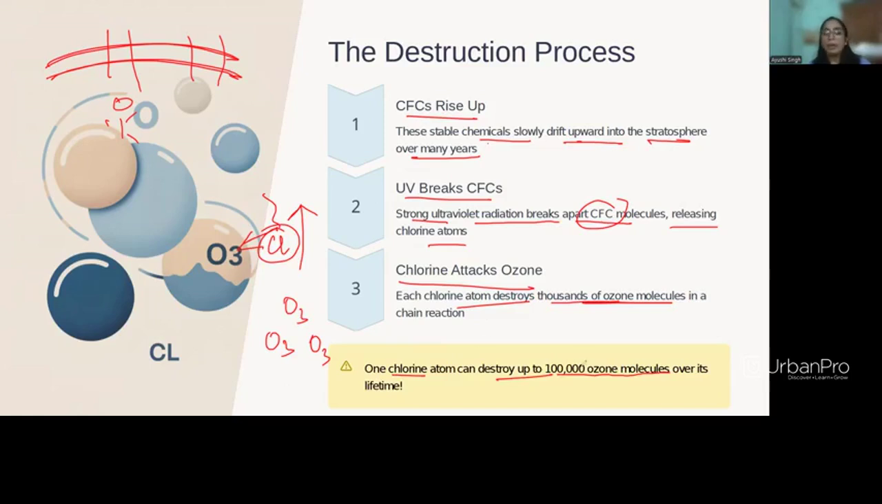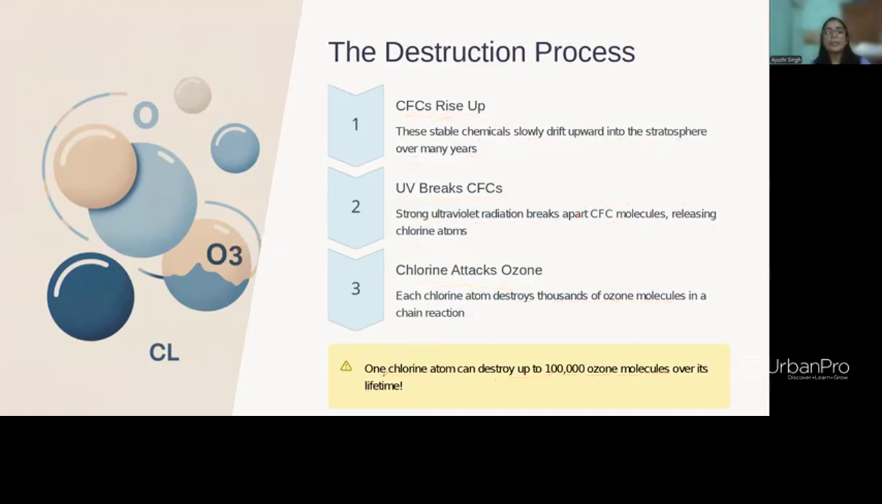Okay, so what I was telling you: one chlorine atom can destroy up to like 1 lakh ozone molecules, or more than that. So the consequences of a damaged shield would be human health effects. You will see an increased skin cancer rate, eye cataracts will increase more and more, eye problems will increase, and the immune system will be weaker.